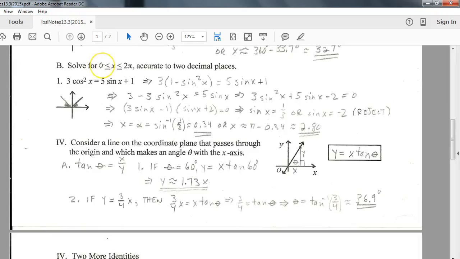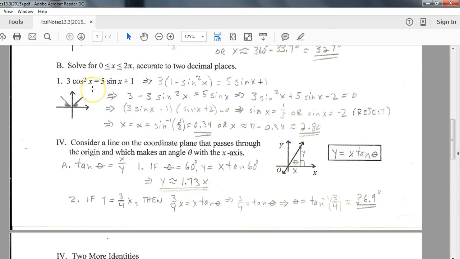They're still giving us a domain within one full unit circle from 0 to 2 pi, but now everything will be in radians because this is in terms of pi and radians. And also, we're not using necessarily 3 sig figs. We're going 2 decimal places. That's another thing you have to notice on a test for the change in directions.